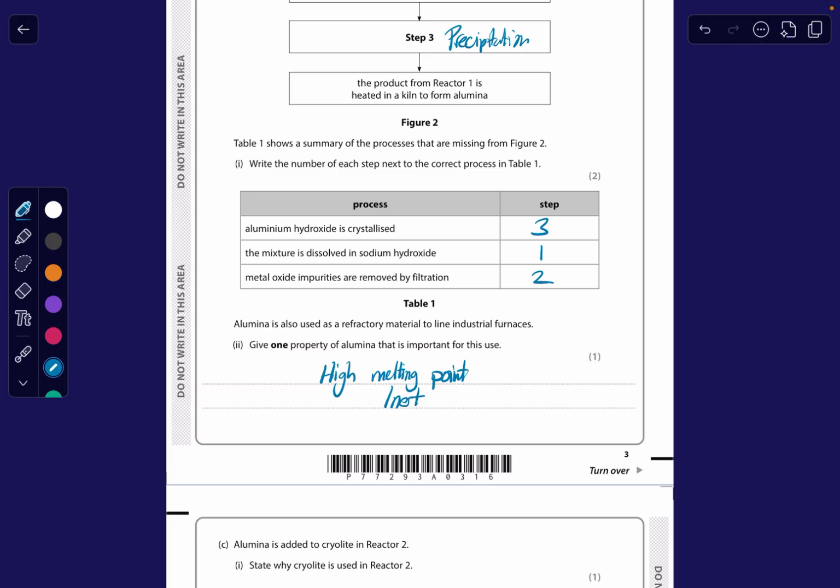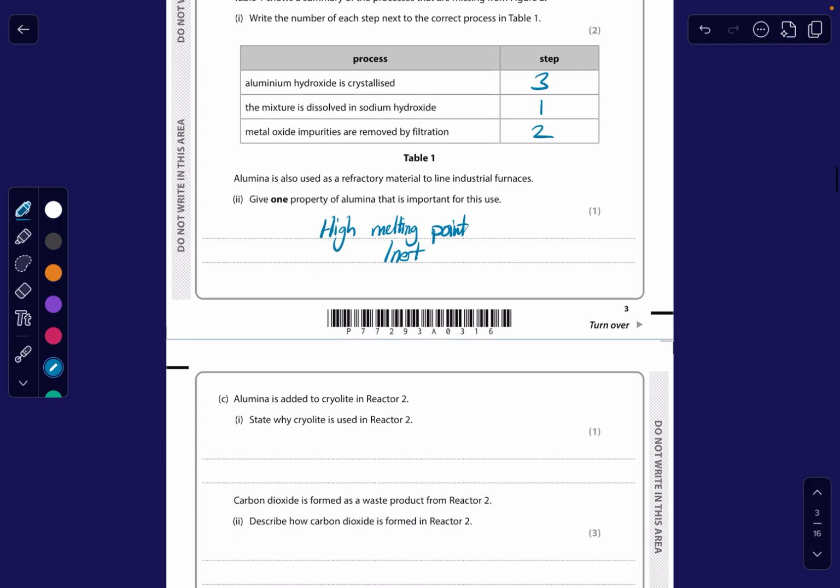But you could also say things like the strength is maintained at high temperatures, the strength's maintained at high pressures, it's resistant to corrosion, it's resistant to wear or chemical attack. You could say it's a good thermal insulator, which it is. And in this question, we will accept high boiling point as well. But we're obviously interested in its melting point, not its boiling point. Anything else, though, needs to be ignored, so it just needs to be very, very clear that it's for a furnace. Again, really nice question so far.